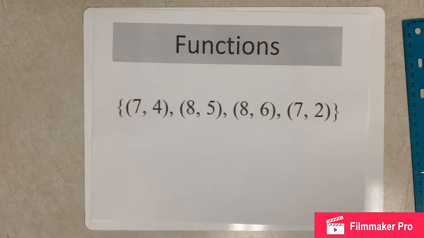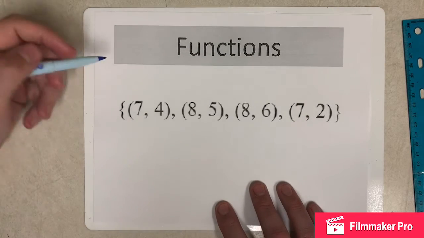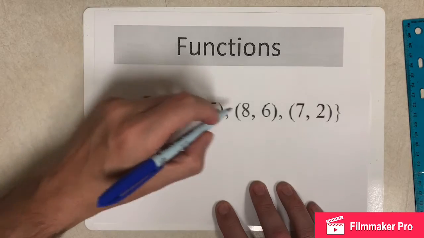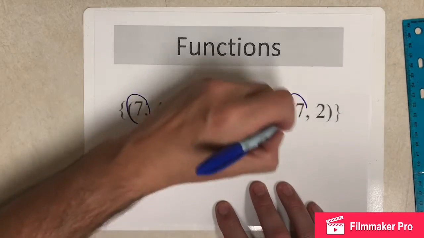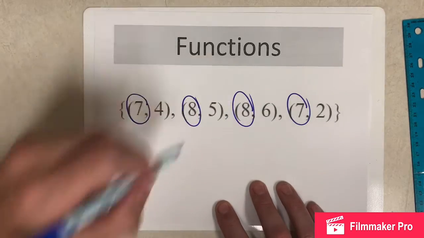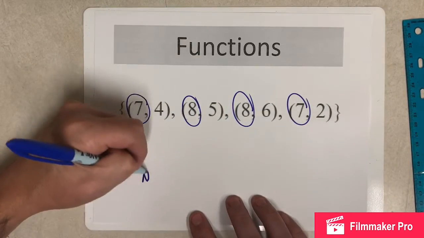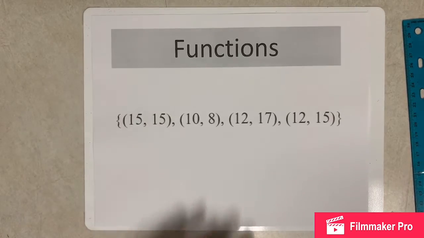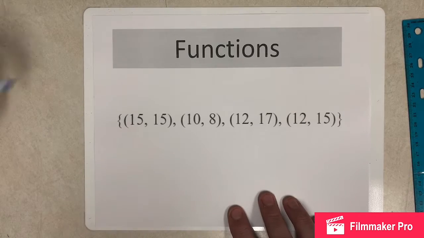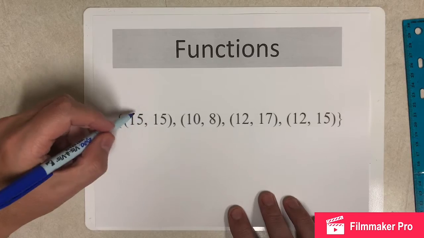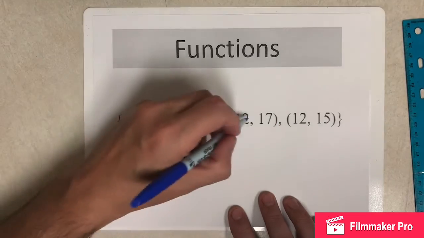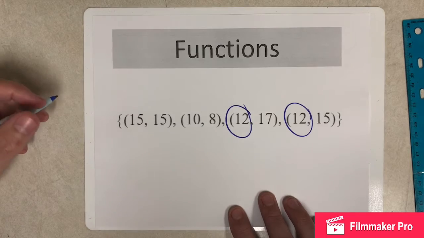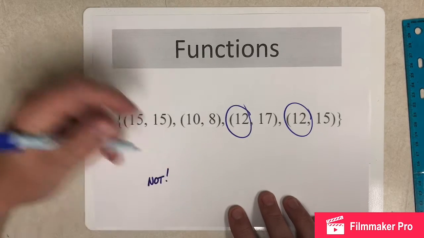Okay, what about that one? Is that one a function? Take a look at it. Okay, if I'm looking at the x values, 7, 8, 8, 7. I'm seeing problems here, and I'm seeing problems here. I got two 7s and two 8s. That one's definitely not a function. Let's try this one. Is this one a function? I got 15, 10, 12, and 12. Well, these two 12s, those are going to be a problem, aren't they? So this one is not a function.